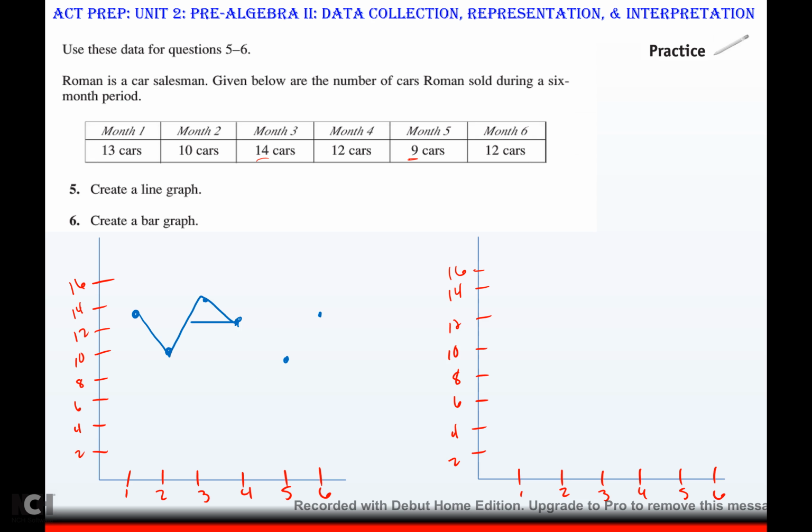So connect the dots. Not that dot. And there's my line graph. My bar graph, same thing, but you draw bars.